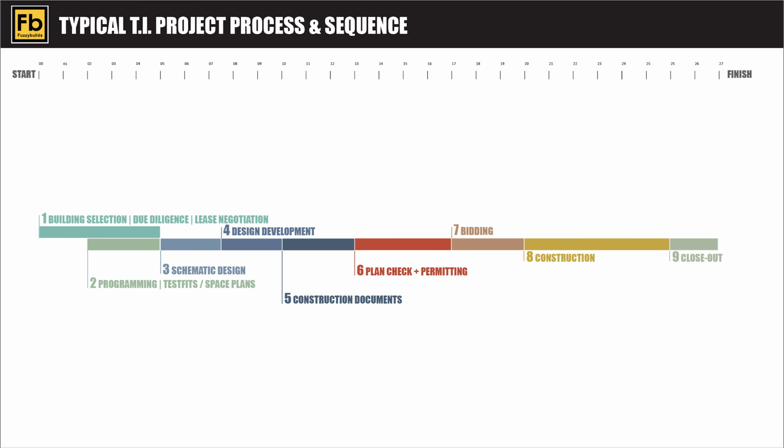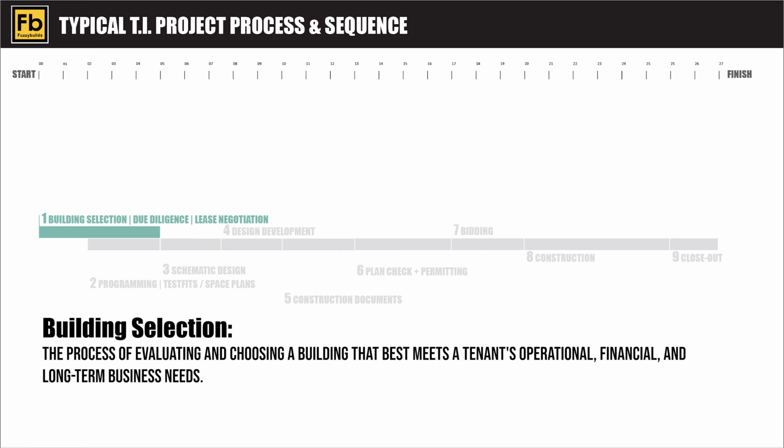As you see, the entire process is broken into multiple phases, going from left to right, and I'm going to walk you through each phase and explain what they are and why they are in this sequence. I'm also showing each phase using a different color, so it'll be easier for you to follow. Let's start with phase 1, building selection, due diligence, and lease negotiation. This is usually the trigger for starting a TI project.